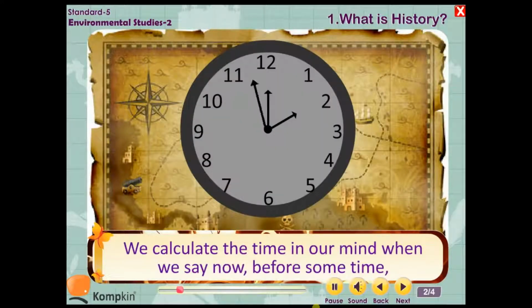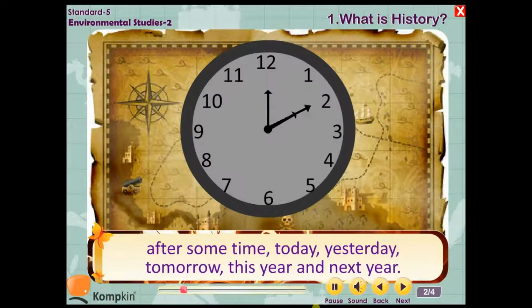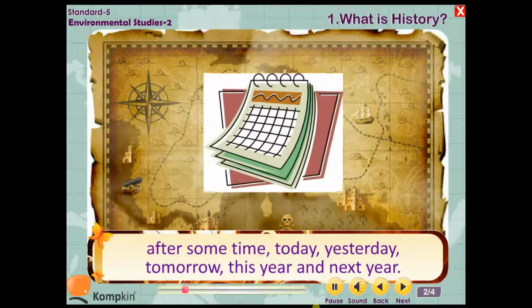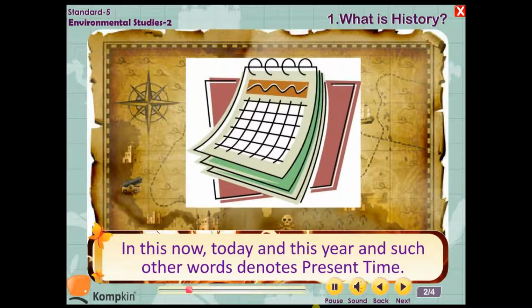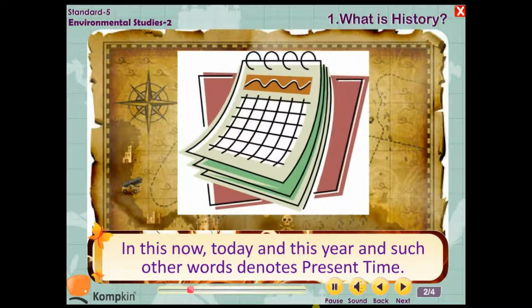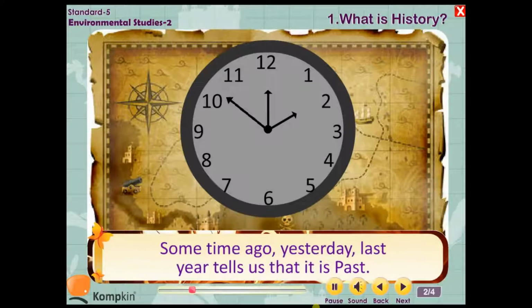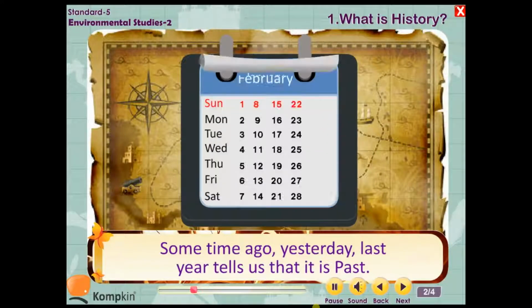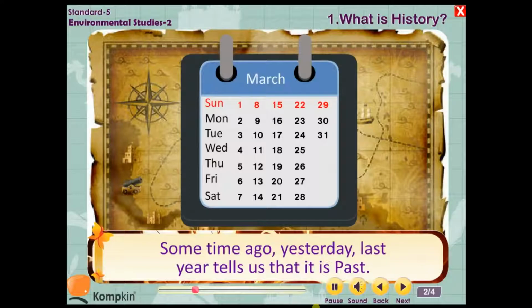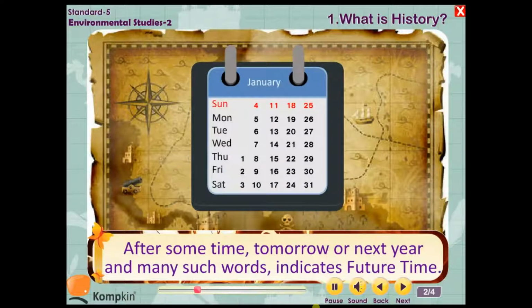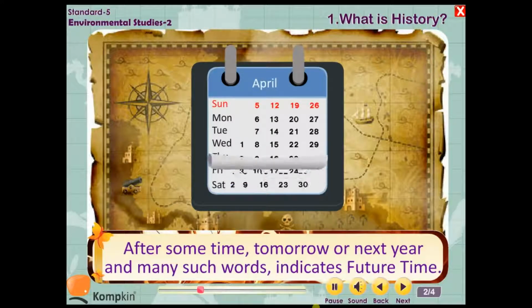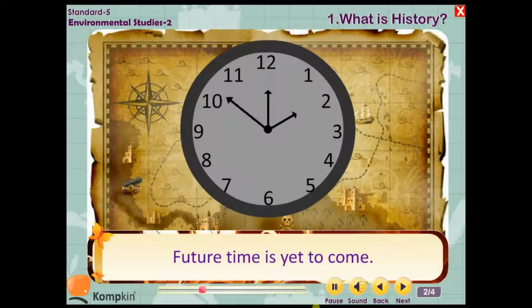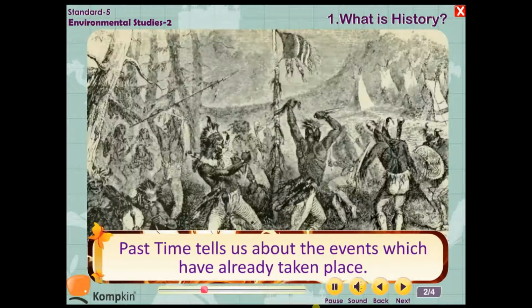We calculate the time in our mind when we say now, before some time, after some time, today, yesterday, tomorrow, this year, and next year. In this, now, today, this year, and such other words denote present time. Some time ago, yesterday, last year tell us that it is past. After some time, tomorrow or next year, and many such words indicate future time. Future time is yet to come.